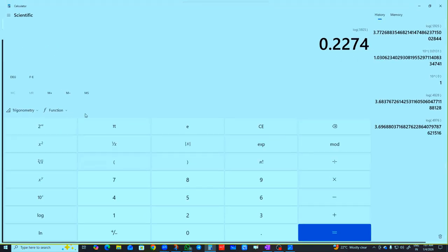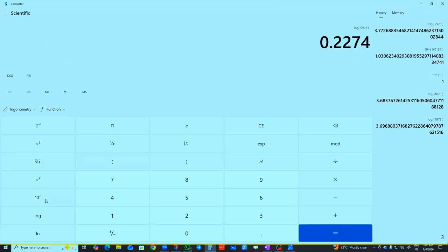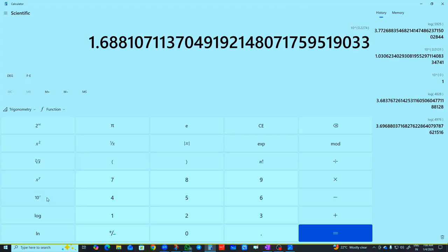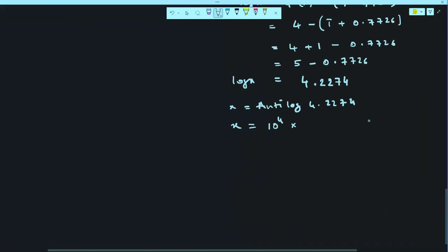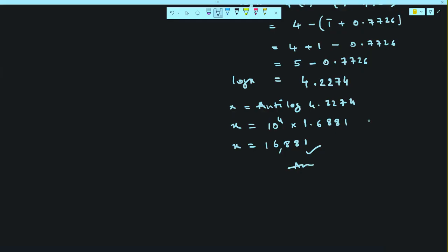0.2274. Actually, in a calculator, anti-log is calculated by pressing 10 power x. But you can check the anti-log page in the logarithmic tables. Now it is 1.6881. Multiplying with 10 power 4, it becomes 16881. That means 16,881 rupees is the EMI for this.